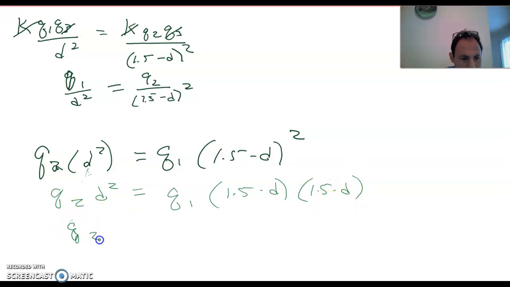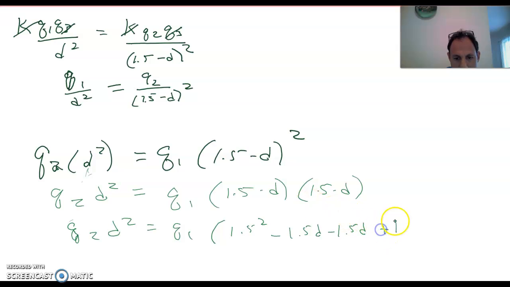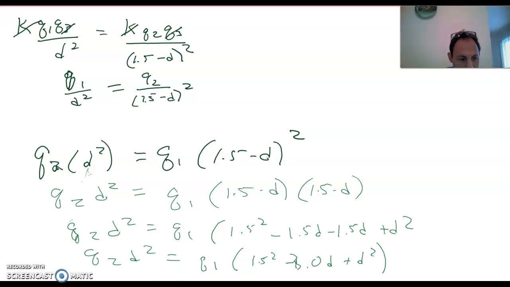So I got Q2 times D squared equals Q1 times, okay, now we got to do the first, so that's 1.5 squared. Now we have to do the outers. So we have 1.5 times minus D, right? So that'd be minus 1.5D. Now we have to do the inner. That's another negative 1.5D. And now the last, negative D times negative D is D squared. Okay, so I'm going to get Q2D squared equals Q1 times 1.5 squared minus 3.0D plus D squared. I'm going to be out of time. We'll finish it in the next segment.